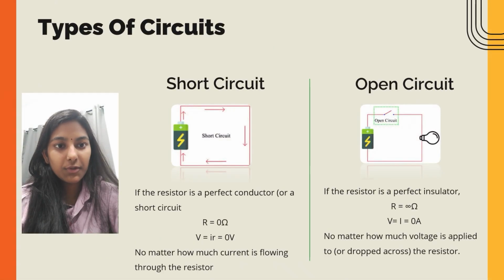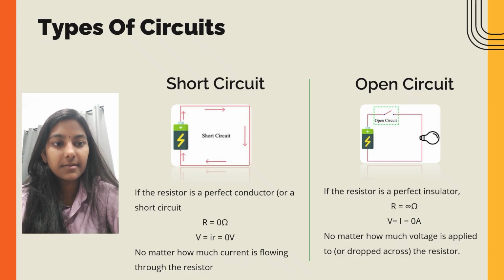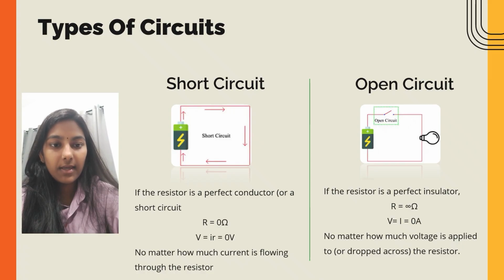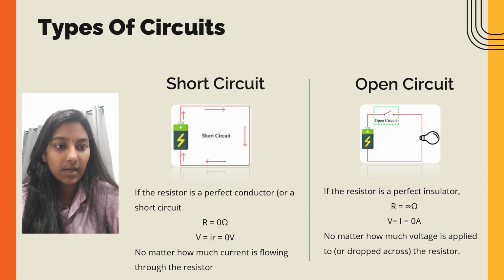Now, let's move on to the types of circuit. On the left side, we have a short circuit. A short circuit occurs when the resistor behaves like a perfect conductor. In this case, the resistance R equals 0 ohms. Using Ohm's law, voltage V equals I times R. Since R equals 0, the voltage across the resistor is 0 volts no matter how much current flows. The situation can be dangerous because very high current may flow through the circuit.